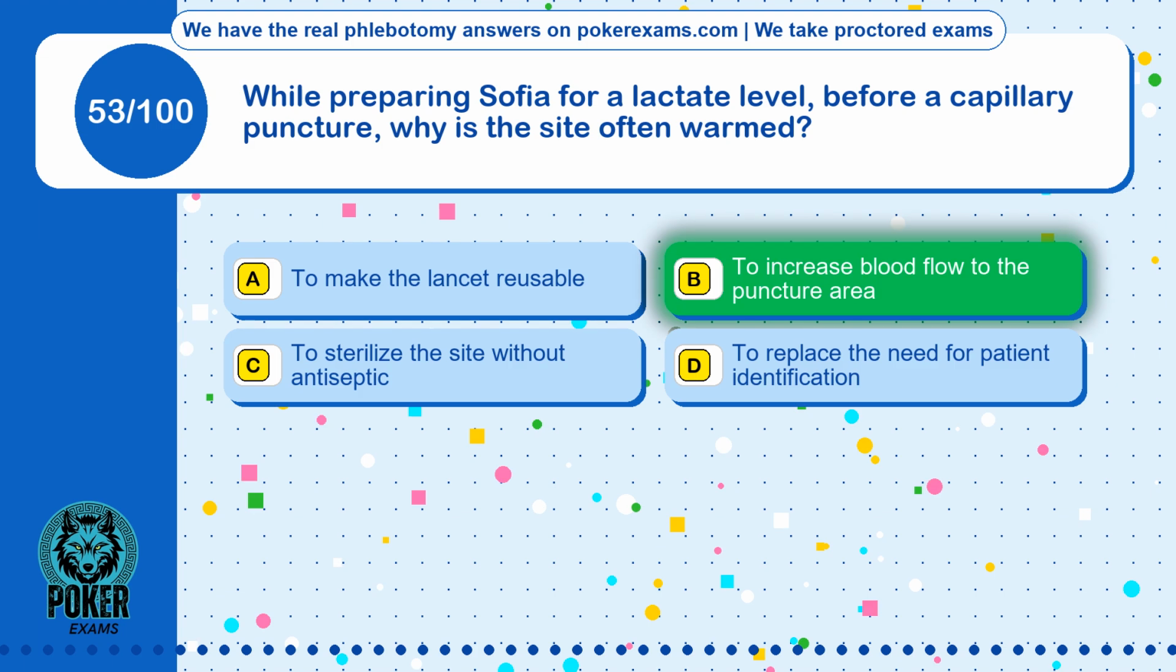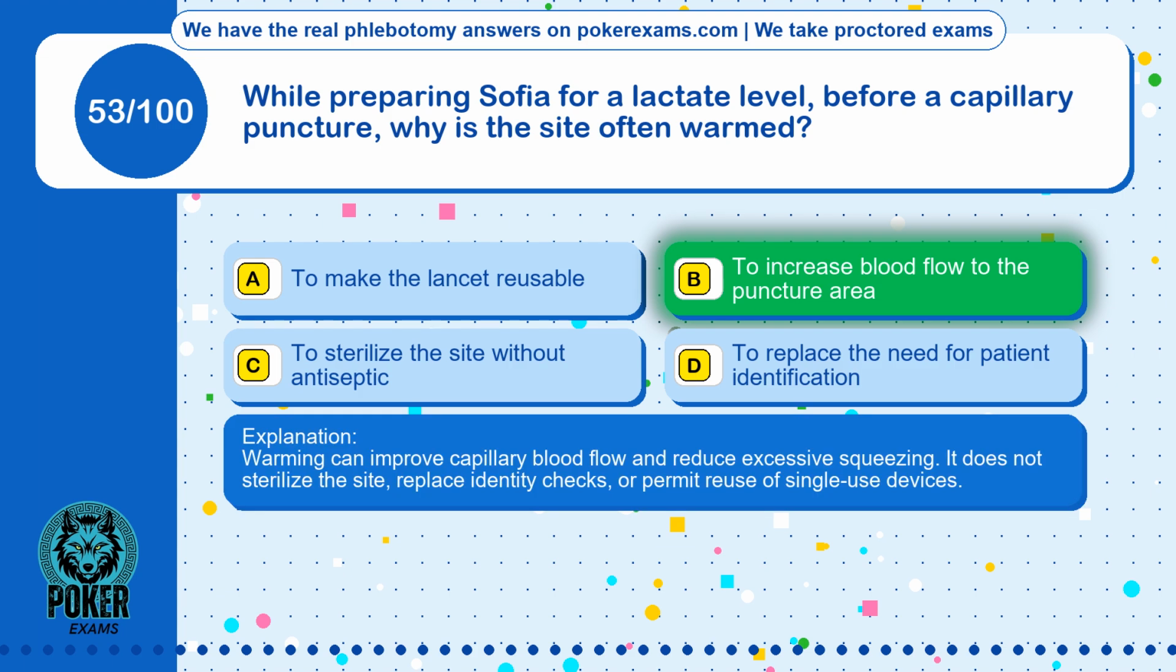The correct answer is option B. To increase blood flow to the puncture area. Warming can improve capillary blood flow and reduce excessive squeezing. It does not sterilize the site, replace identity checks, or permit reuse of single-use devices.